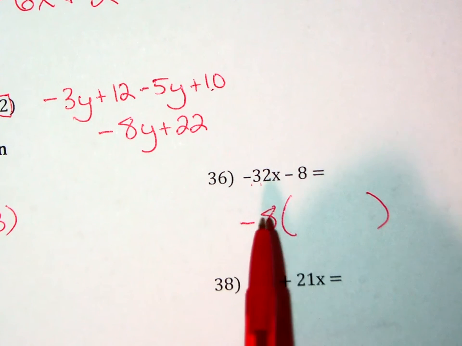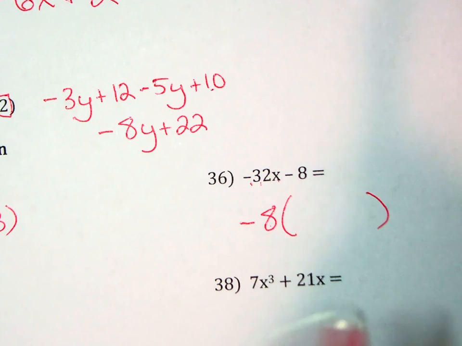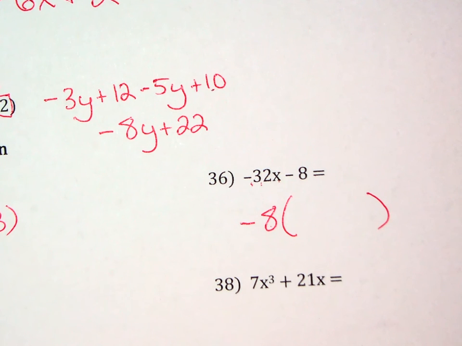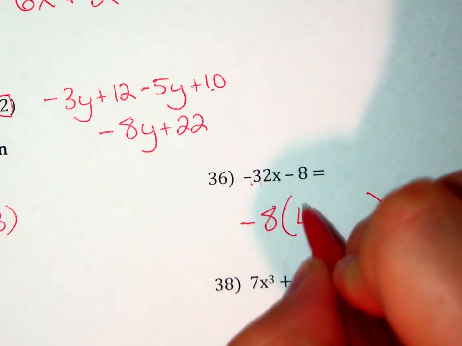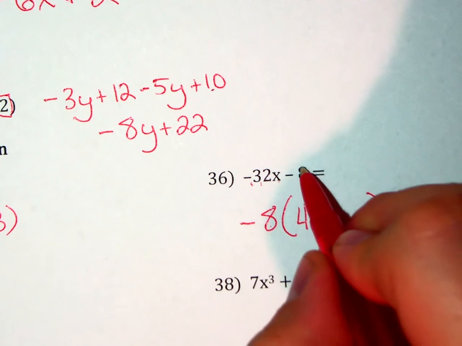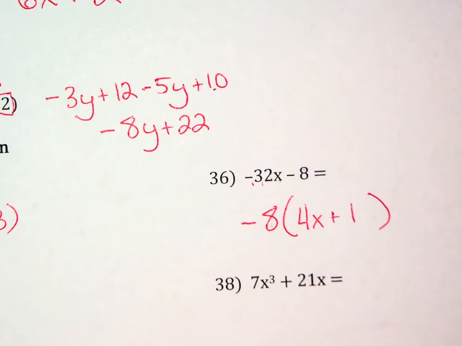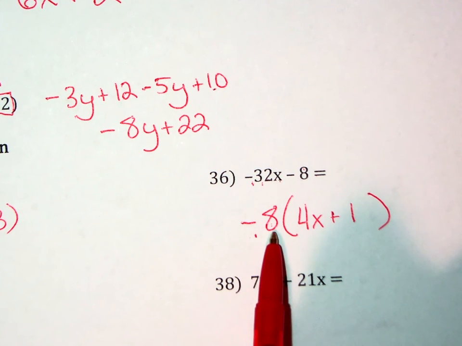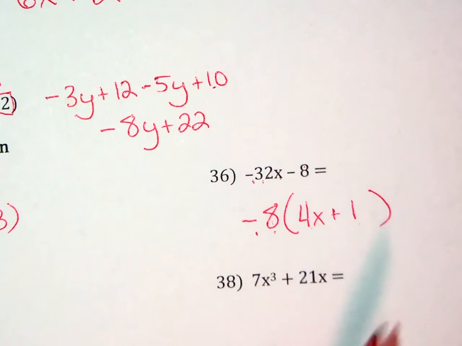And if I factor out a negative 8, then I ask myself negative 32x divided by negative 8. So a negative divided by negative is going to be a positive term. 32 divided by 8 then is 4x. Negative 8 divided by negative 8 is positive 1. So again, I have my GCF, negative 8, divided into both terms, gives me a simplified expression inside the parentheses.